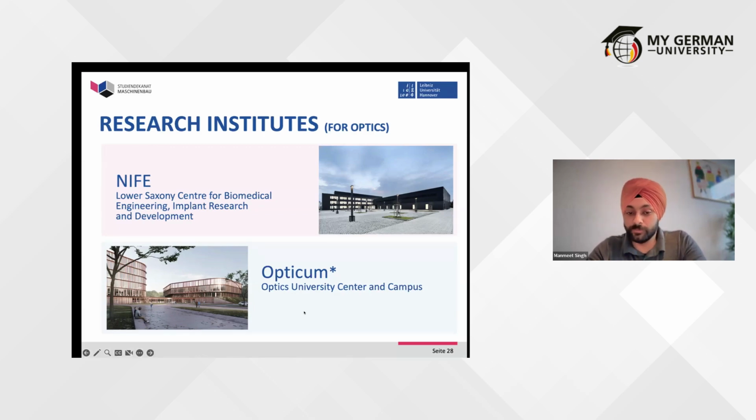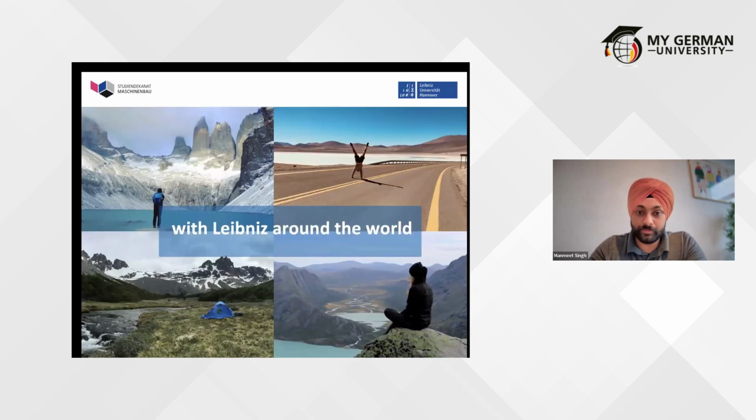Then we have an optics building. It's still under construction, but I think by the middle of next year the building will be completed. So optics will have its own campus, a university center with research labs. As I told you, we are happy that we are an excellence cluster. This building will be just for optics, at a different location, a complete campus just for optics.